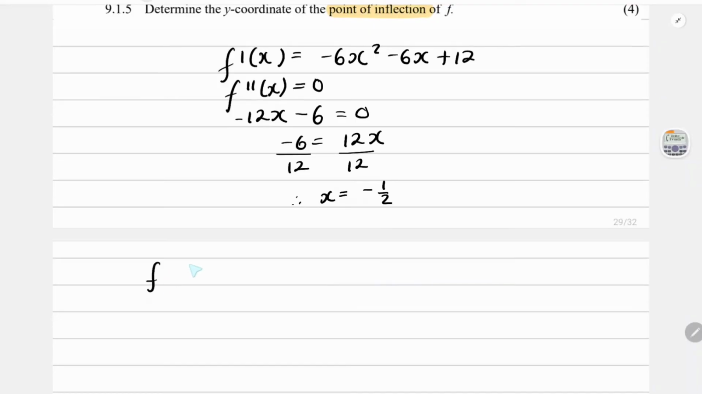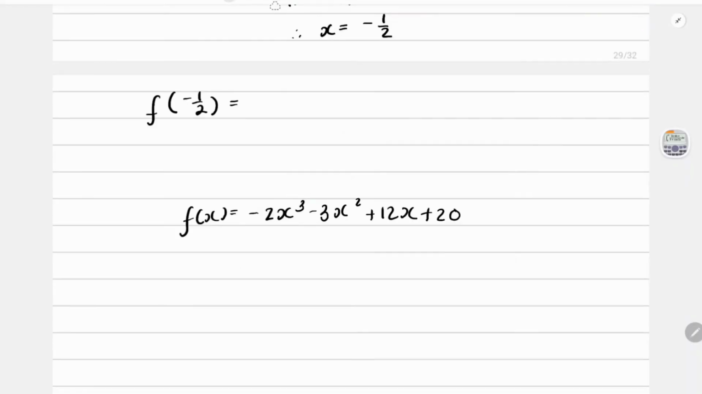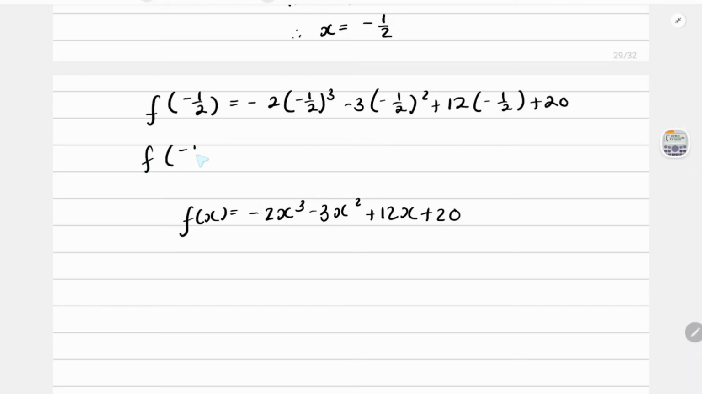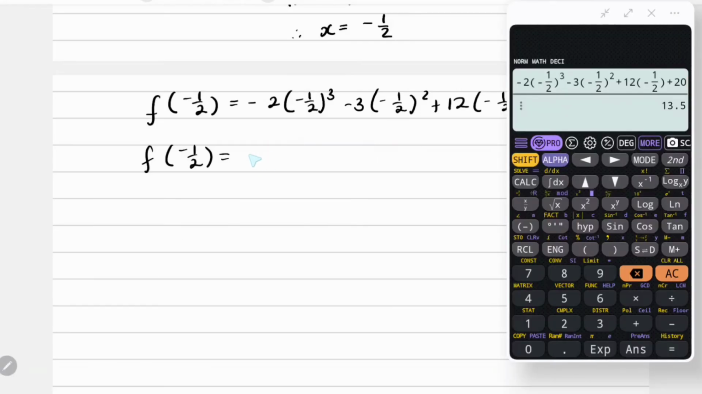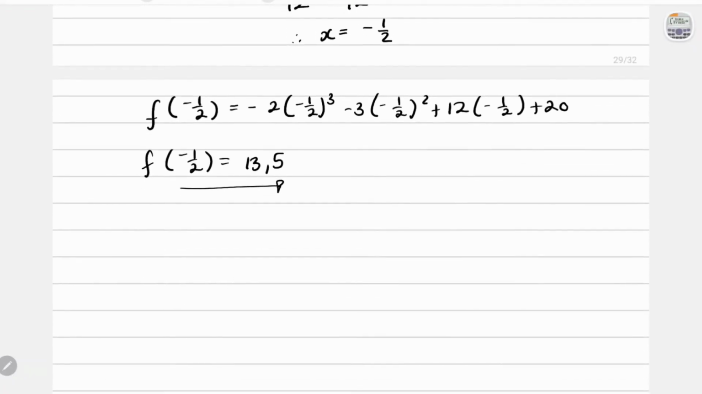So to do that, we're going to have to substitute this into the original function. Okay, so we're going to go ahead and say f of -1/2 is equal to. And this is our function, and we're just substituting. So -2, and then in place of x, you're going to say -1/2 cubed minus 3, and then -1/2 squared plus 12, and then -1/2, and then plus 20. And then you can just use a calculator to find exactly what the y value is. And that's really all we're doing here. And the answer we get is 13.5, which you can also leave as a fraction. It's fine. As a decimal is also okay. So there we go. That is our answer for that question. And we move on to the next question.